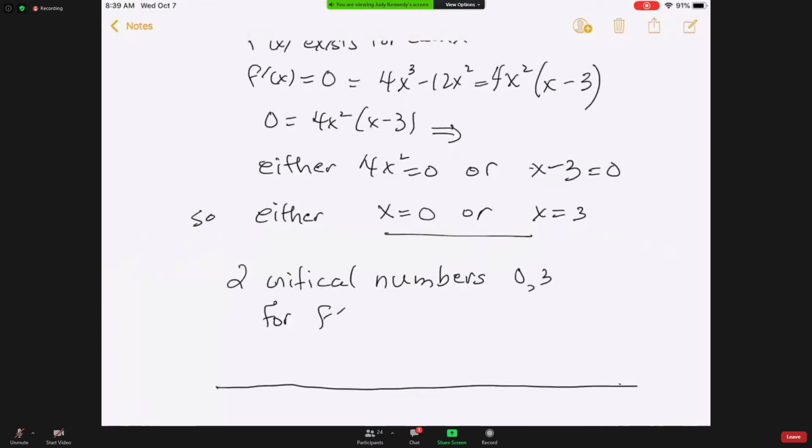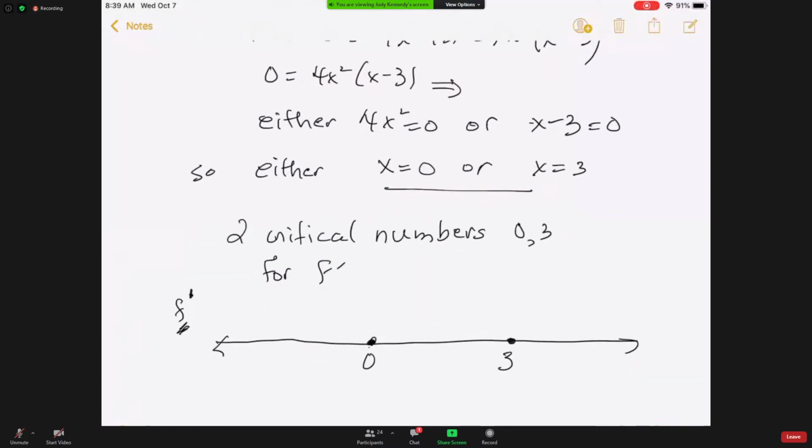Here's my number line. And I'd like to remind myself what I'm doing. This is my number line for f prime. I'll do another one for f double prime. My two critical numbers are 0 and 3. And the 0 and 3, that's the only places where f prime can go from positive to negative or vice versa. So that means that all I got to do is check a point in each interval. Okay, -1 is over there.